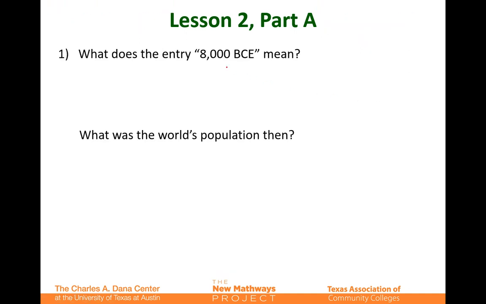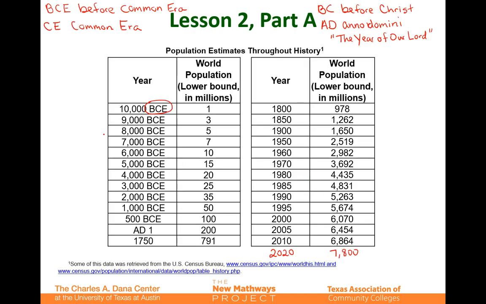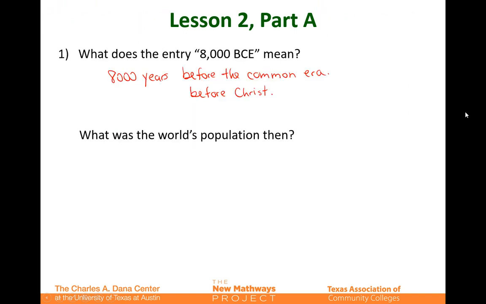What does the entry 8,000 BCE mean? It means 8,000 years before the Common Era, or before Christ. What's the world's population 8,000 BC? 8,000 BC, that's right here. We can see that the world population was 5 million.